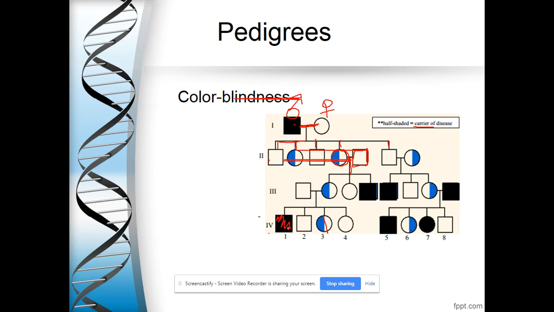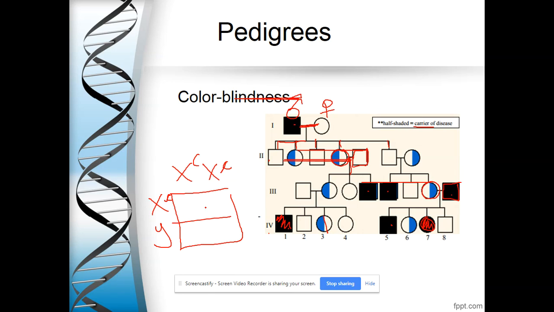The great majority of our affected individuals are males, and that gives us a really good clue that this disorder is sex-linked. We do have a female that is affected here, and that makes sense because that kiddo had mom who was a carrier and dad who was colorblind. And so mom's genotype would look like that, so lowercase c, and dad's would look like that.